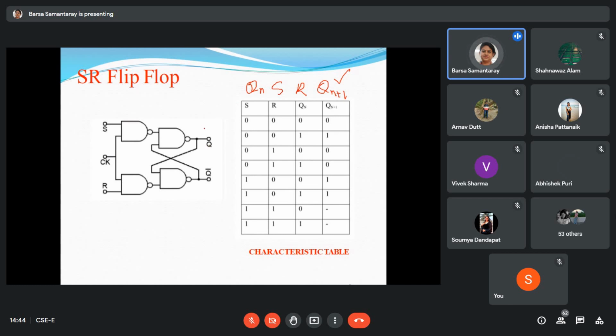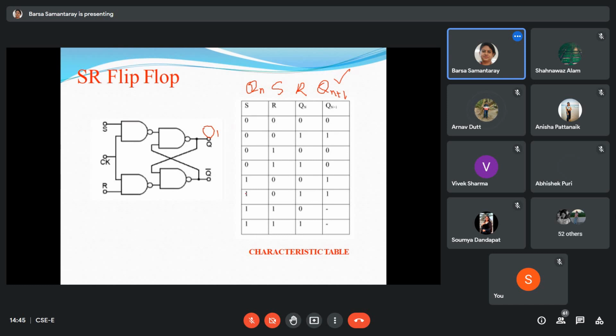Matlab, if I am assuming Q is equal to 0, then I am applying 0, 0 or 1, 0, whatever the input I have applied. Then this Q changes to 0 or 1. On what basis, on what equation does this Q change to 1? That equation is known as characteristic equation, and the table you will get is known as characteristic table. Have you understood?